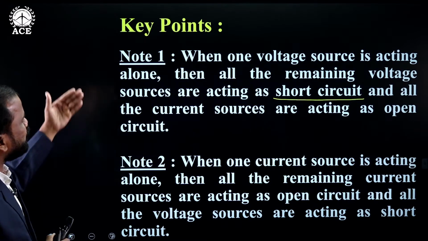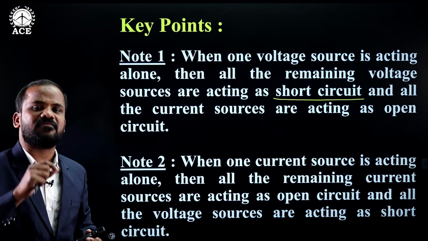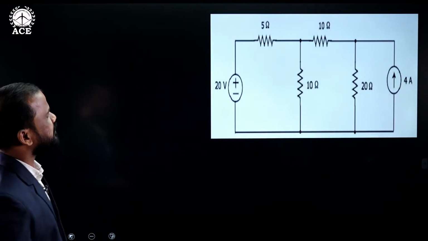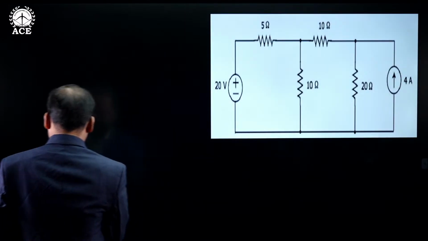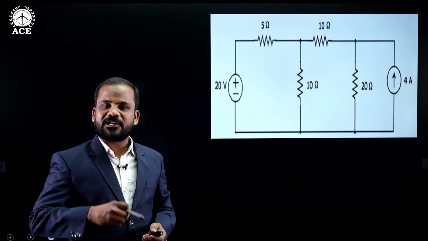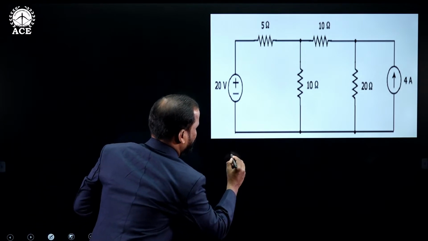Now I am going to consider these two particular nodes for getting the solution from the given network. Now see here, this is the given network. Now what is our target actually? Our target is to find the power dissipated by the 20 ohm resistance.